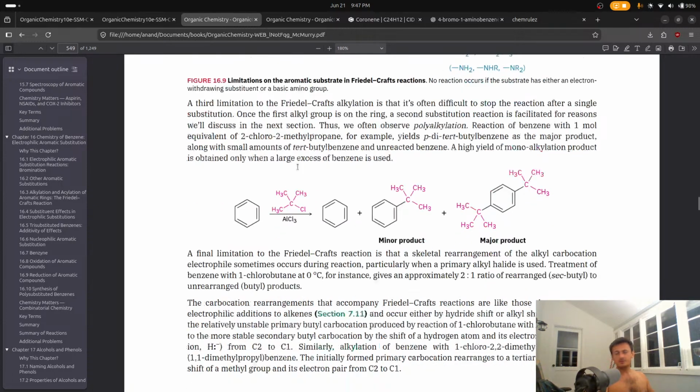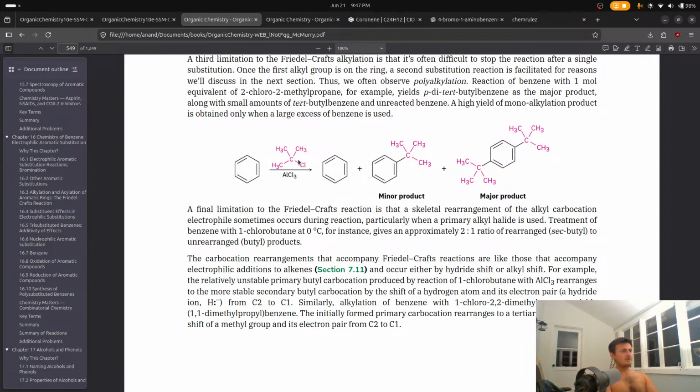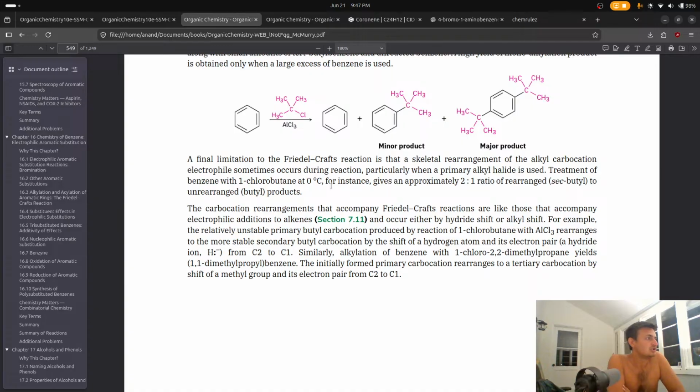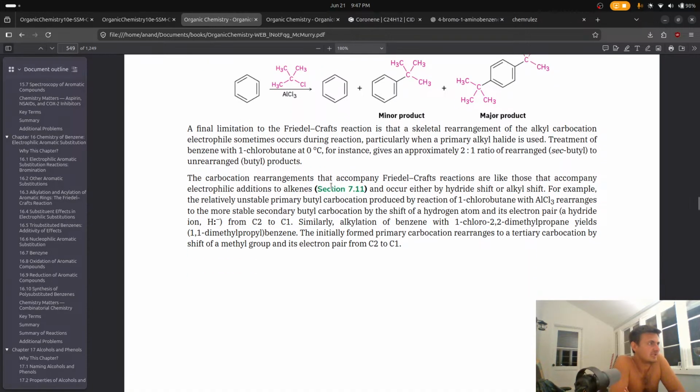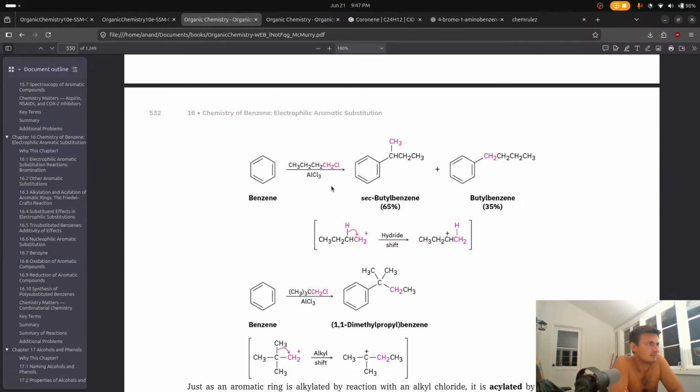A final limitation to the Friedel-Crafts reaction is that a skeletal rearrangement of the alkyl carbocation sometimes occurs during reaction. That was the first thing that I thought of, that this carbocation that forms is going to be an issue. But it's also an advantage. Treatment of benzene with 1-chlorobutane gives sec-butylbenzene. That makes sense, but actually I would expect it to be more.